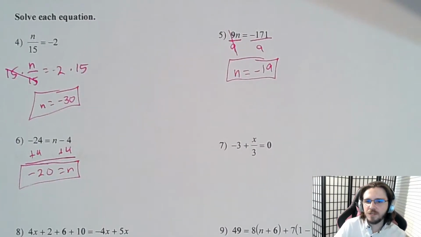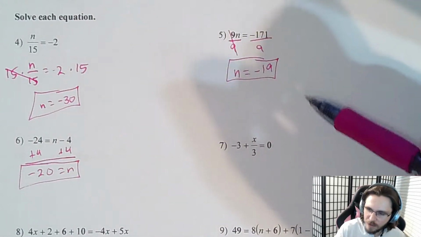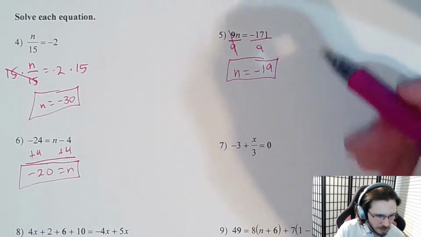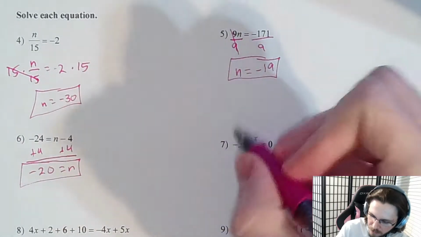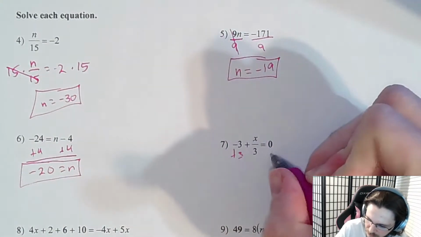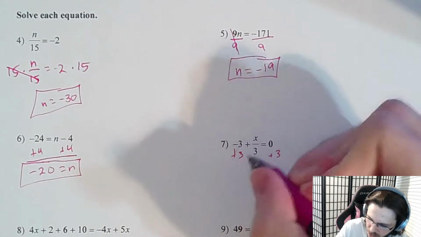Continuing on, number 7. This one some students get afraid because it has the addition with the division and a fraction, and heaven forbid a 0 on the other side. Don't worry, reverse PEMDAS. So we have parentheses, exponents, multiplication, division, addition, subtraction. We have to do that in reverse to solve equations. So we're going to start with the addition and subtraction. So we are adding 3 to both sides to begin here. Trying to get that x alone.